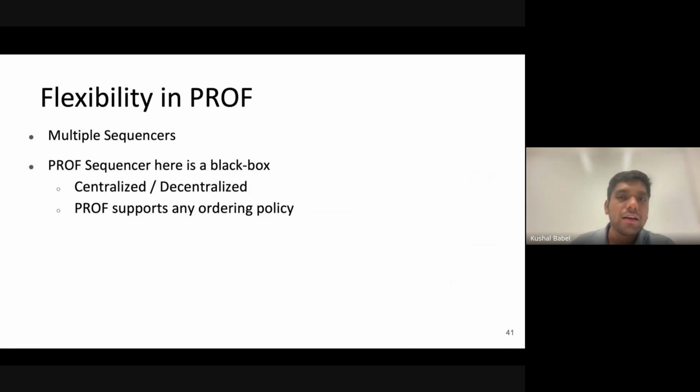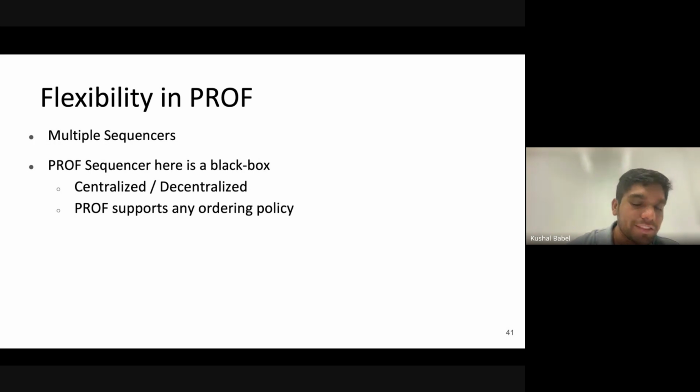In fact, in all the designs that we saw earlier, the PROF sequencer is a black box entity. It can be either a centralized entity, in which case we recommend that it run inside a TEE, but it can very well be a decentralized protocol. A long line of academic literature, as I mentioned, talks about decentralized fair sequencing. Those protocols can also serve as the PROF sequencer. In fact, I think PROF can serve as a vehicle, or as an opportunity, for all the fair sequencing work that has happened in academia to see adoption in practice.